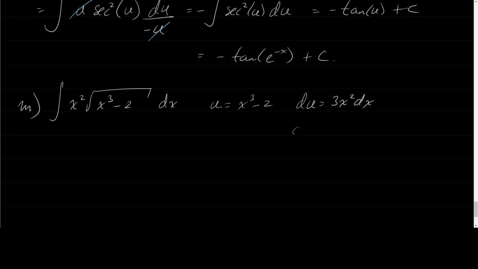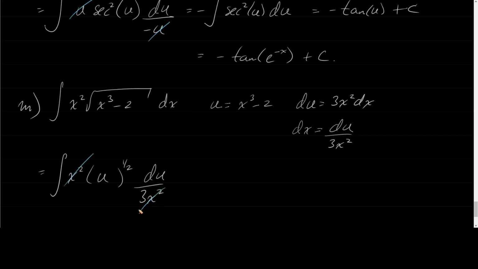So at this point, dx would be du over 3x squared. So now our integral becomes, well, this x squared, I didn't use it for anything. This square root, I want to write it to the 1/2. This x cubed minus 2, that was for u. This dx was du over 3x squared. And at that point, you see that the x squared terms cancel each other out.